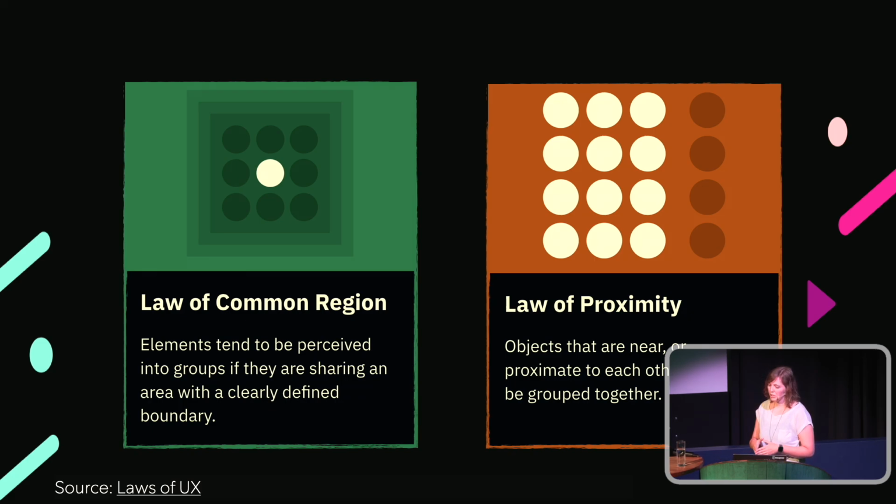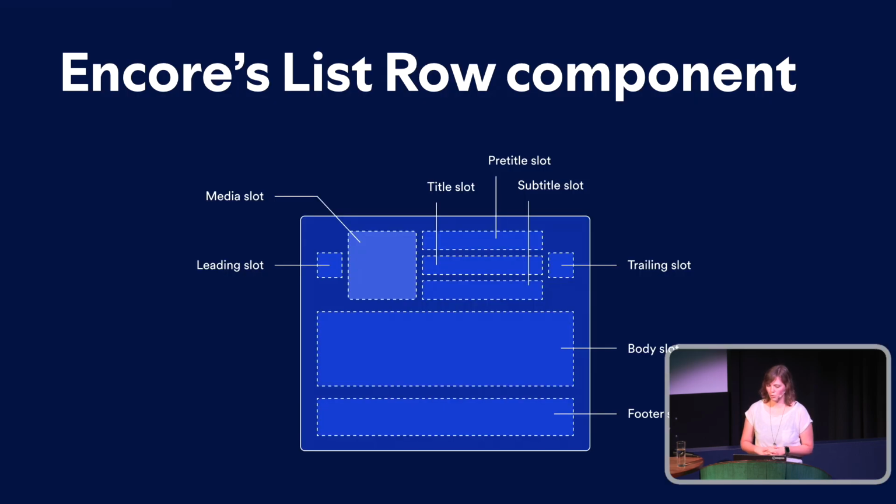So let's look at one example of a component in Encore. It's called the list row component. This component uses a slot-based structure, so you can configure different slots.